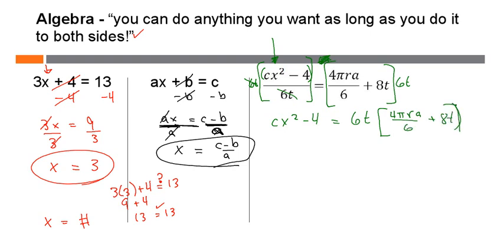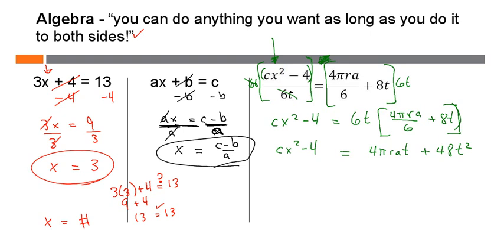I could distribute that 6t in there if I wanted to. Why don't we do that just for kicks? When I take the 6t times the first term, the 6 on top would cancel the 6 on the bottom, so I just have the 4 pi ra, and that t from outside the parenthesis would look like that. When I take the 6t times the second term, I'd have 6 times 8 is 48. t times t is t squared. All right. I didn't do anything on the left, so I'm going to just copy that like so.